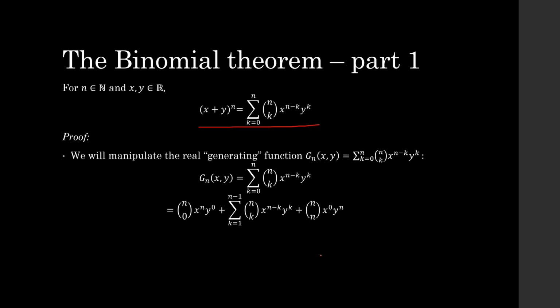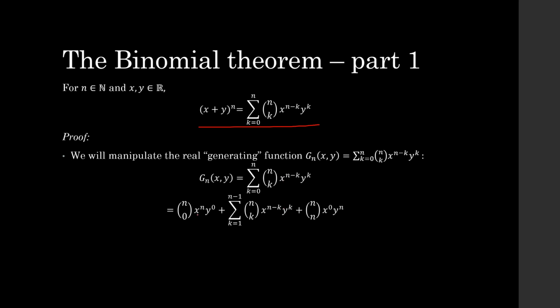So first of all, I'm going to take away the k equals 0 part of the sum, and the k equals n part of the sum. I'm going to take them out of the summation. This is exactly the same as the summation as a whole. I'm just taking them out of the expansion.